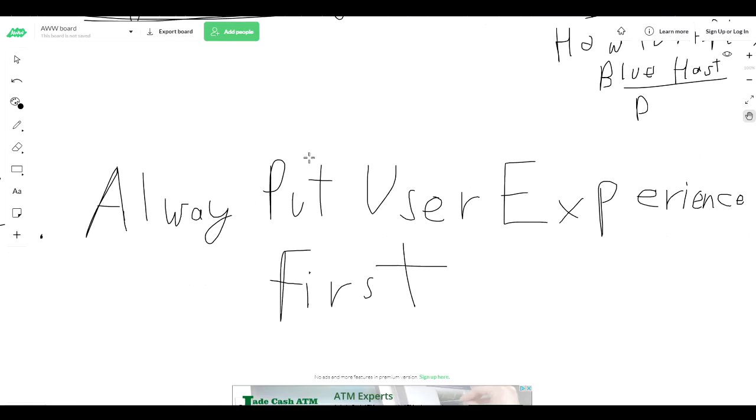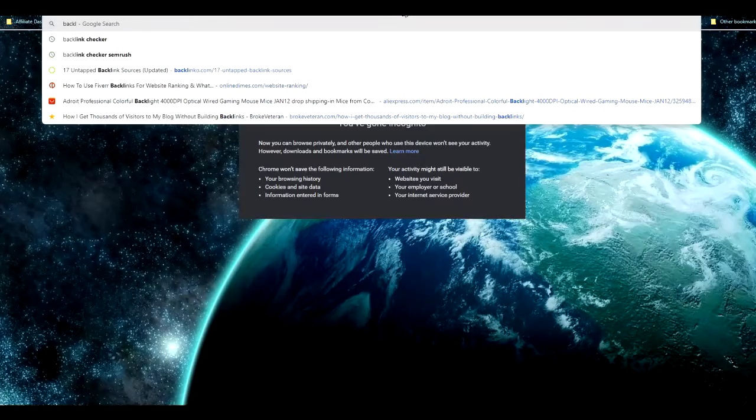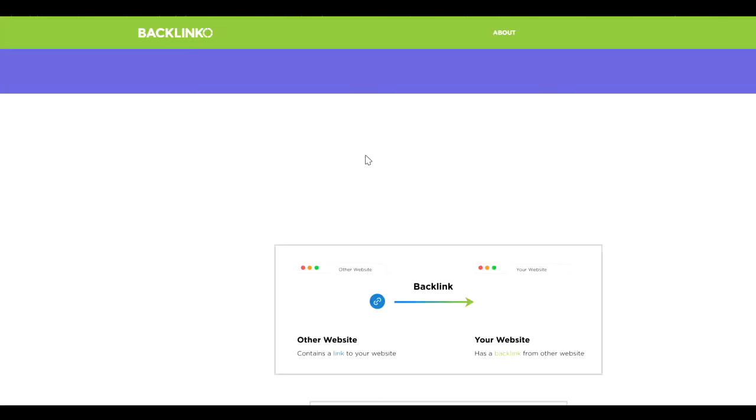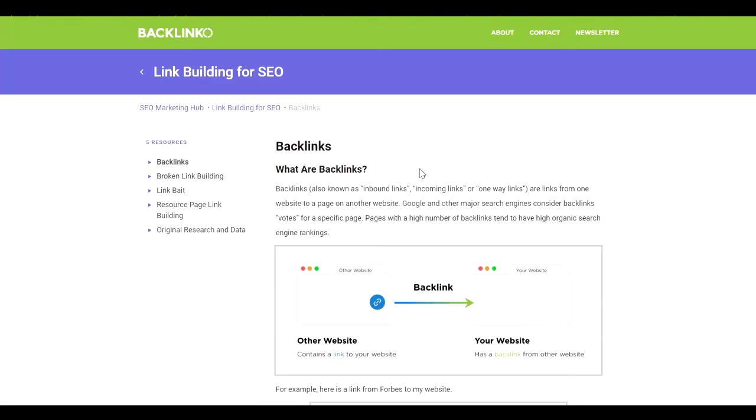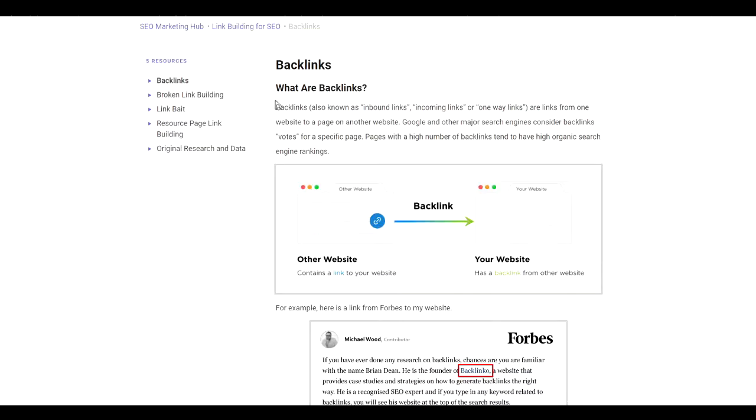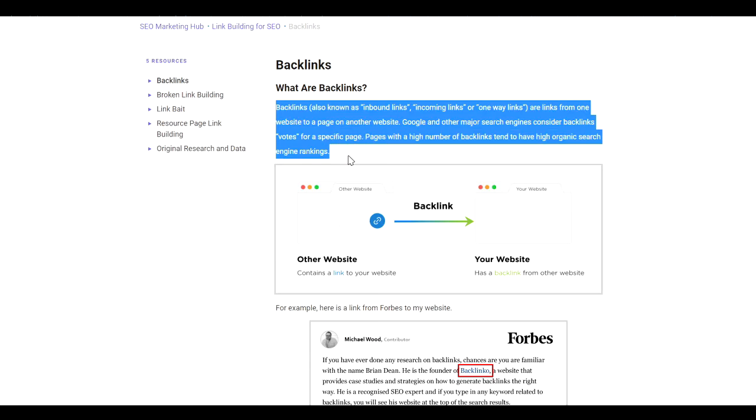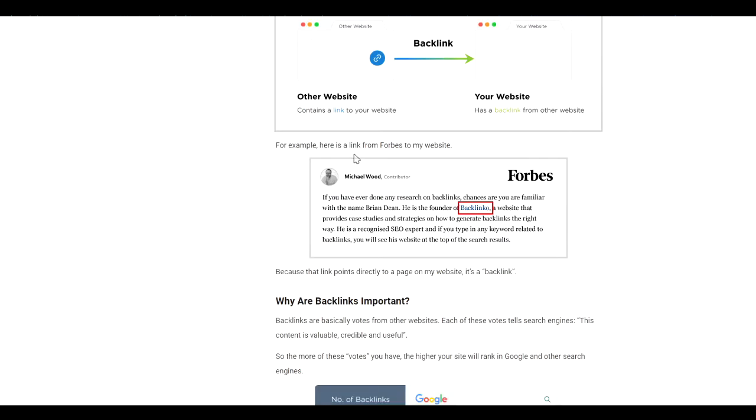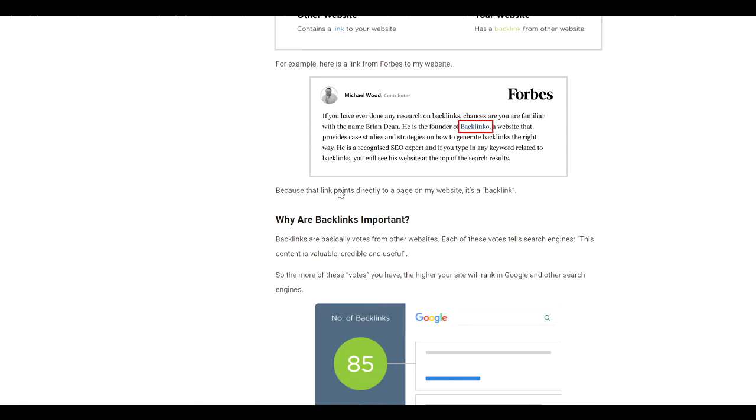And next up, we have putting the user experience first. A website which does this great is Backlinko. As you guys can see, this article right here: "What are backlinks?" He explains it in a very short and concise way, and then he has an infographic or an image explaining what it is, and then he gives an example, and then here he says why backlinks are important.